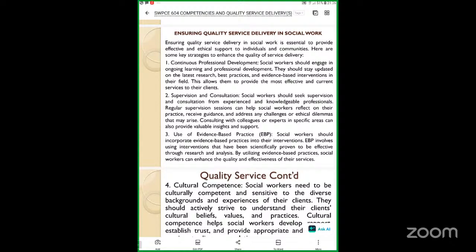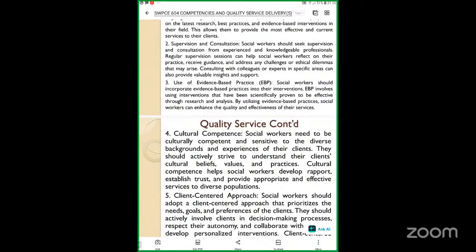Supervision and consultation. Social workers will seek supervision and consultation from experienced and knowledgeable professionals. Those that you know are your seniors, those that you know have more experience than you have, you consult them, you get supervision from them so that they can give you the right guidance.